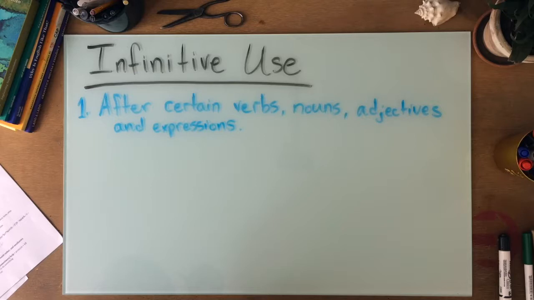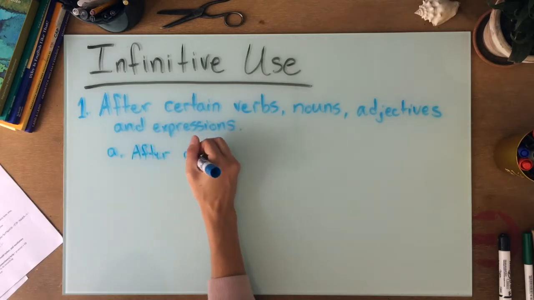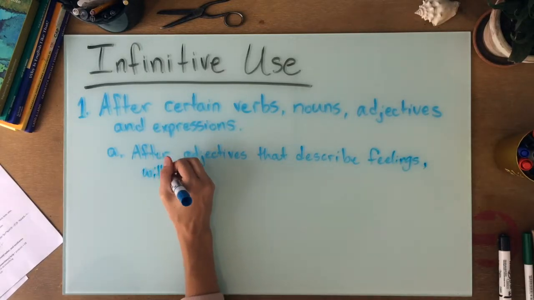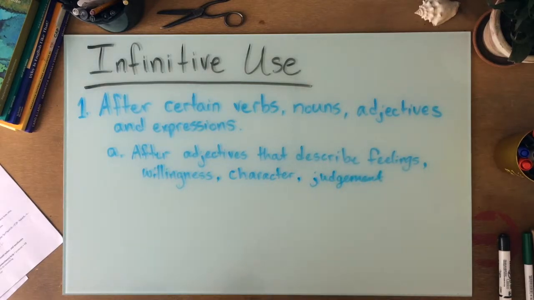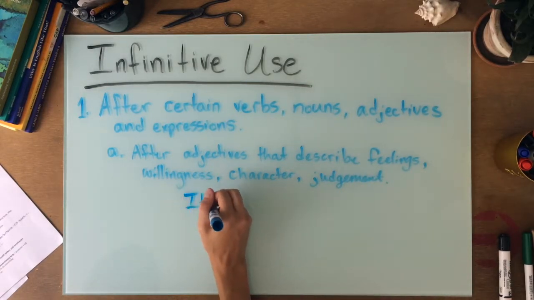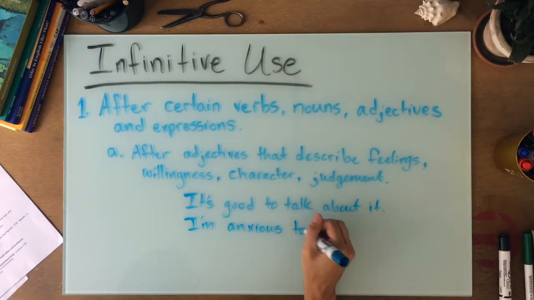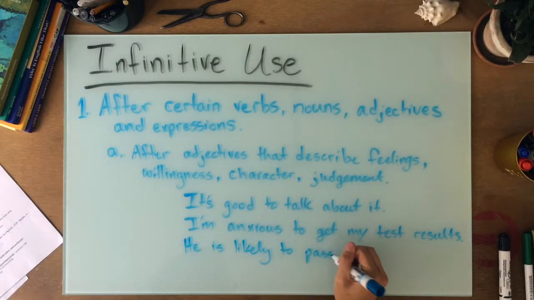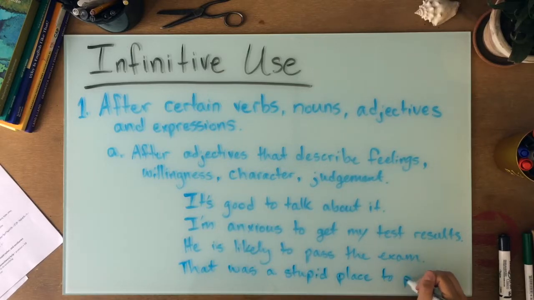In addition to that list, I just want to focus here on a few other words that are always followed by infinitives. So we use an infinitive after many adjectives that describe feelings, willingness, character, or judgment. So here's a few examples. It's good to talk about it. I'm anxious to get my test results. He is likely to pass the exam. That was a stupid place to park.